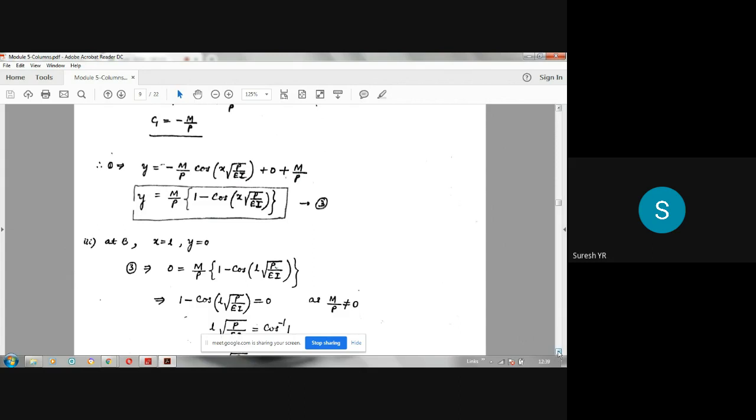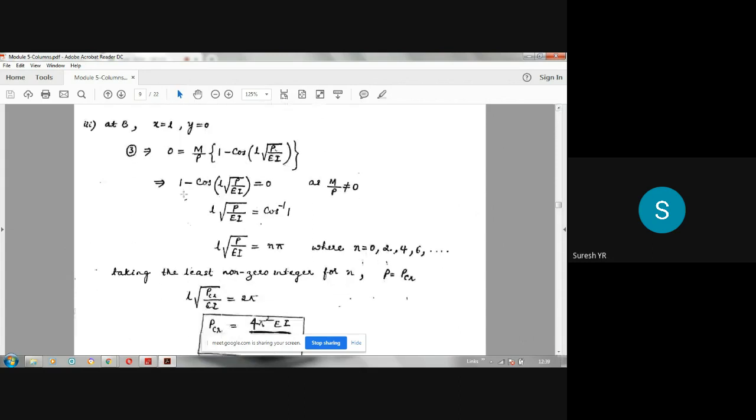When you take that as 0, the general solution becomes cos of L into root of P by EI is equal to 1. So cos theta is equal to 1. The general solution is n pi, so theta is here L into root of P by EI. The general solution of cos theta is equal to 1 is theta is equal to n pi, where n is an even integer. Once again 0, 2, 4, 6 like that. Once again you take the least non-zero. The least non-zero is 2 here. After 0 you have to take 2.